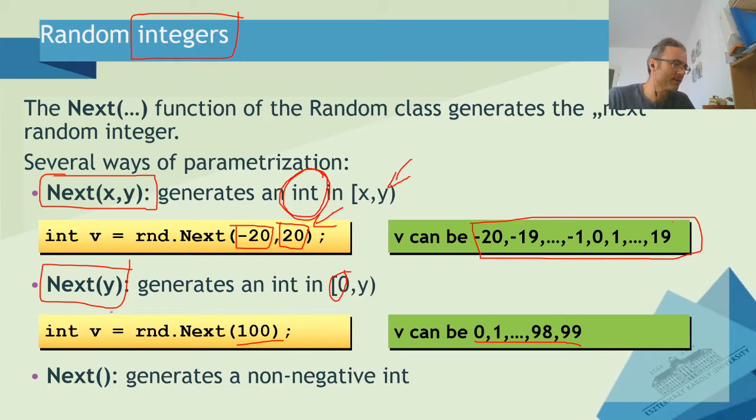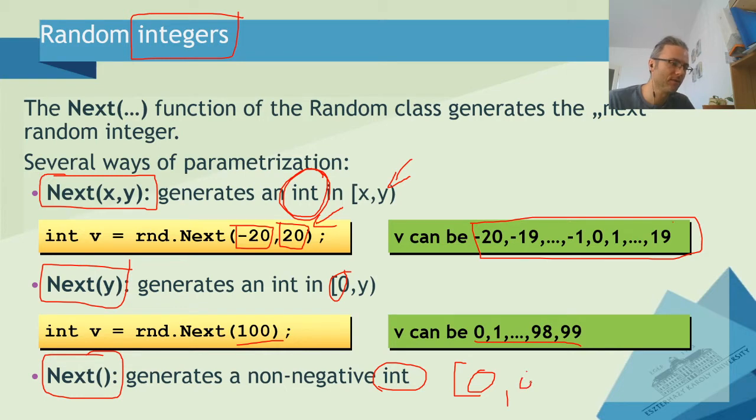And there is also a variant of the Next method without any parameters. This is the most interesting one. So in this case, we generate an integer, of course, starting from 0, so it's non-negative. But the question is, what is the upper bound? The upper bound is the max value? Yes.